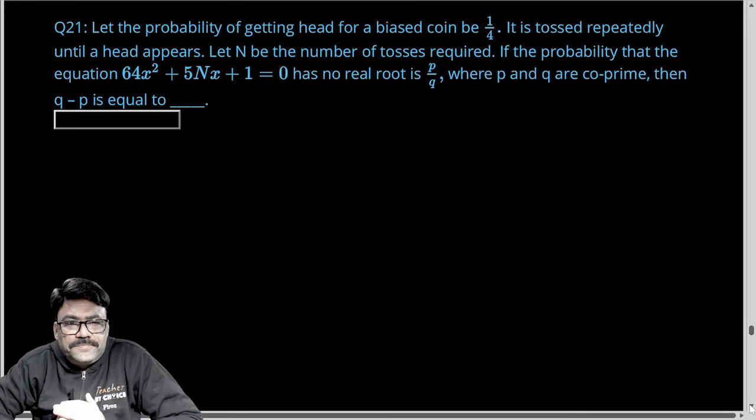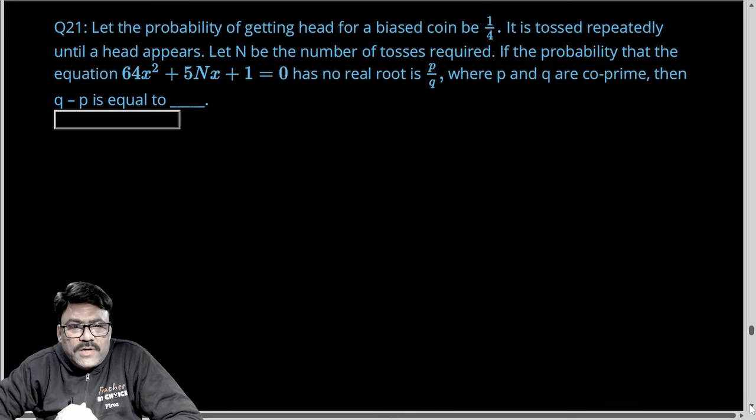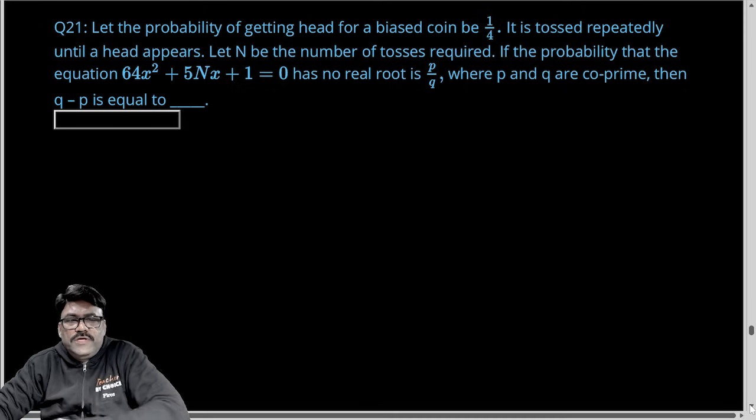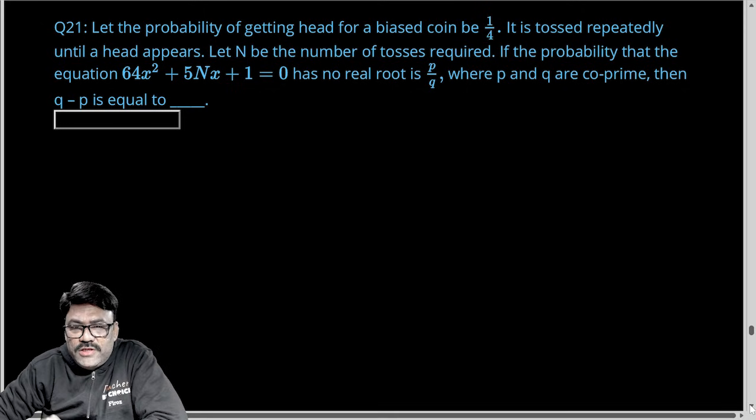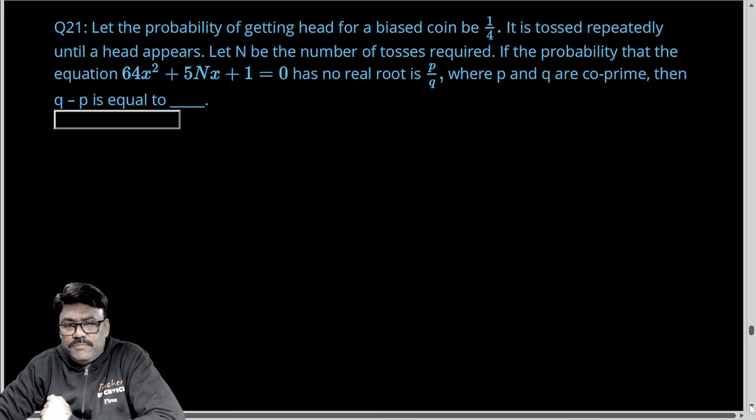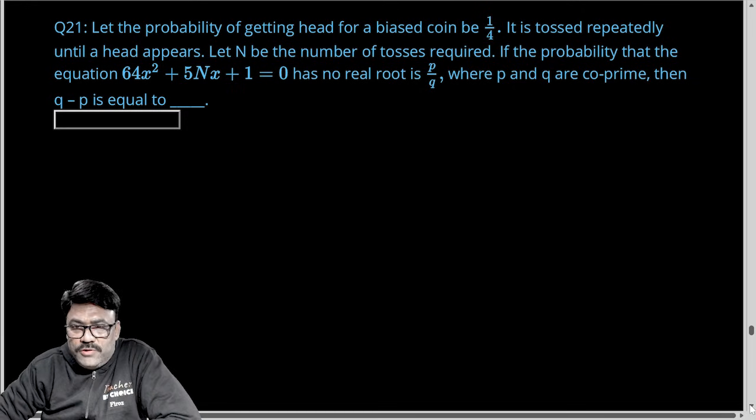Okay, see this question. The probability of getting a head for a biased coin is 1 by 4. It is tossed repeatedly until a head appears. N denotes the number of tosses required. If the probability that this equation has no real roots, that is, imaginary roots, is p by q, where p and q are coprime, then what is q minus p?